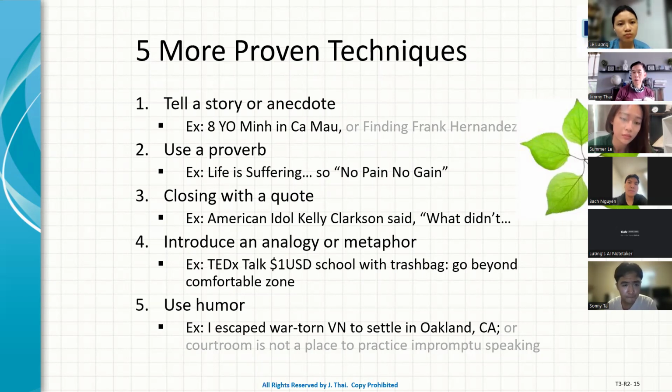The key here is you want to trigger the emotion, not so much logic. That's why you should be careful with numbers or statistics, because those tend to be dry. So if you can evoke the emotion, that would be a lot better.